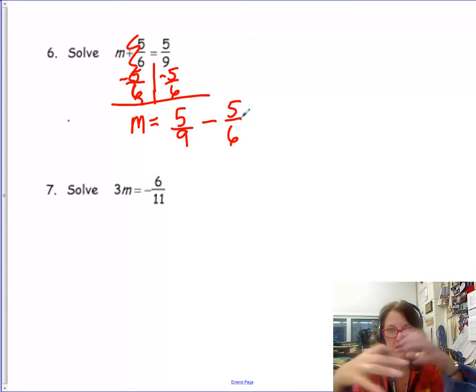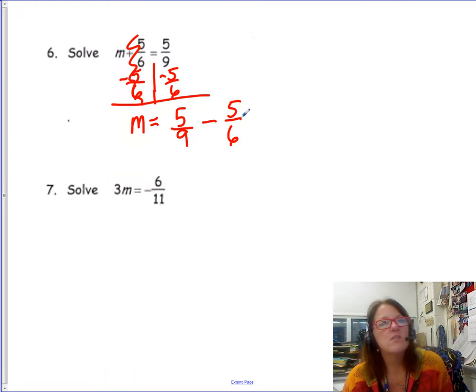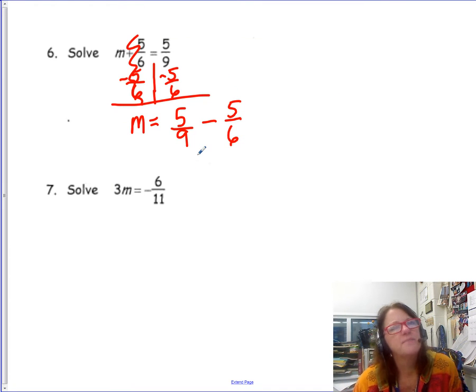5/9, think of a pizza. You have 5 out of the 9 pieces. That's just barely over half. Okay? And then you're subtracting 5/6, which is almost a whole pizza. This is going to end you in negative land. Okay? If this isn't making sense to you, think about if we were doing this by hand, I would have you turn both of these into a common denominator.